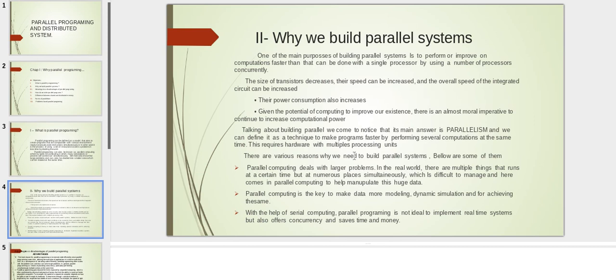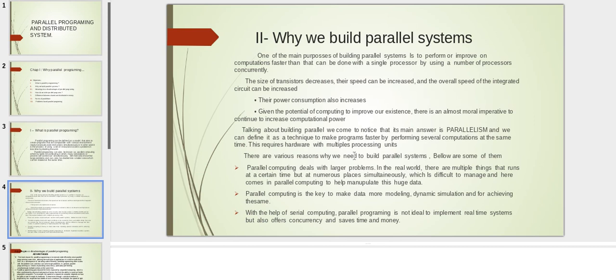Like we said here, one of the main purposes of building parallel systems is to perform or improve on computation faster than can be done with a single processor, by using a number of processors. That's using so many processors to break down or fragment the work. And below, you can find some other reasons why we build parallel systems, which is that parallel computing deals with larger problems. That's true: large information, large resources.